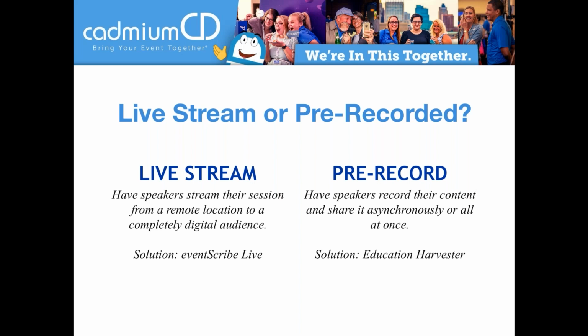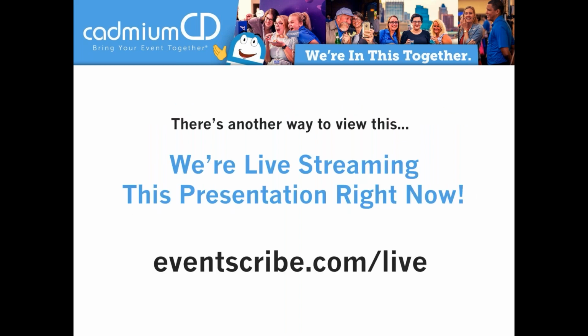Now, there are multiple ways you can get audio content to your attendees. You can choose to live stream it, like EventScribe Live, or you can choose to pre-record it. And we're going to talk about both of those options during this webinar. In this case, EventScribe Live is all about live streaming content online, and we're actually doing that right now. We're live streaming this particular webinar on eventscribe.com/live, and you can actually go there right now if you want to see what it looks like.